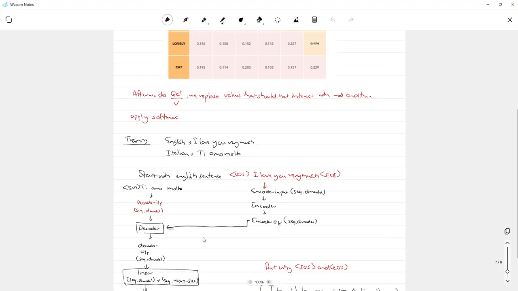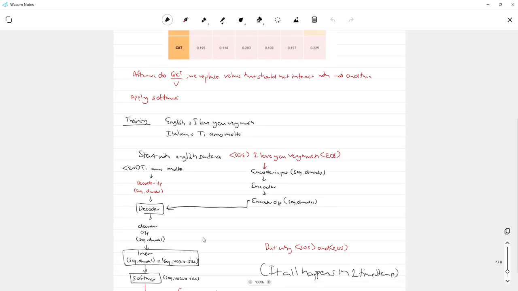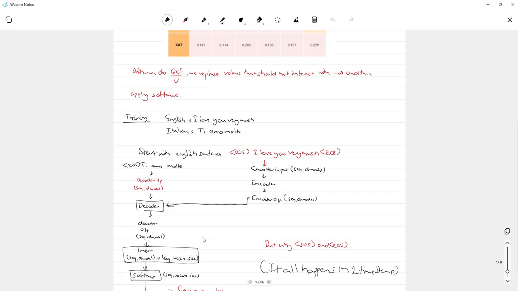Now we move on to our training. So training the transformer. The training process for the transformer architecture, especially for sequence to sequence tasks like machine translation, is highly efficient because the entire process happens in one time step and it's fully parallelized. We'll use this example, translating the sentence I love you very much from English into Italian, ti amo molto.